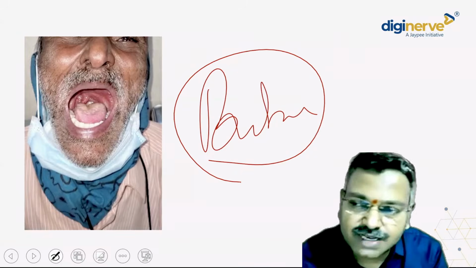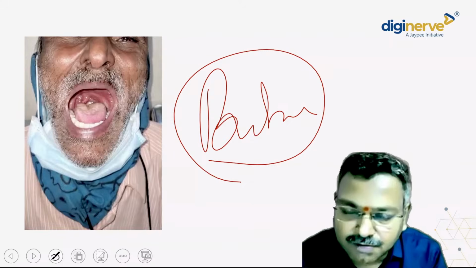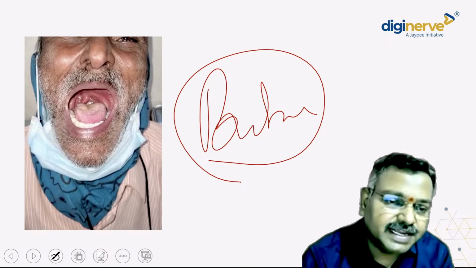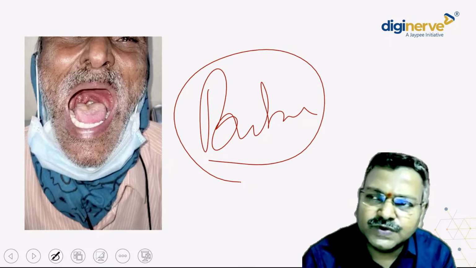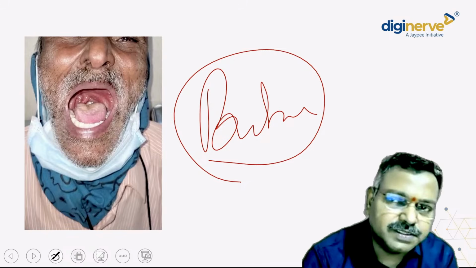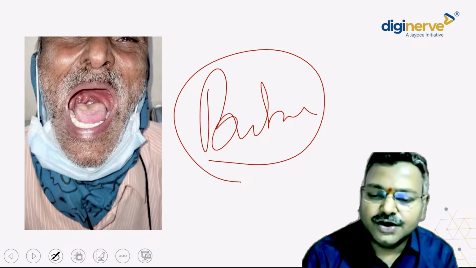So these patients will have nasal twang speech. They'll have problems in swallowing. They can be prone to develop aspiration pneumonia. So this can be in a brainstem stroke, or it could be due to bulbar muscles getting weak, which could be due to neuropathy, GB syndrome, diphtheria, or even myasthenia.